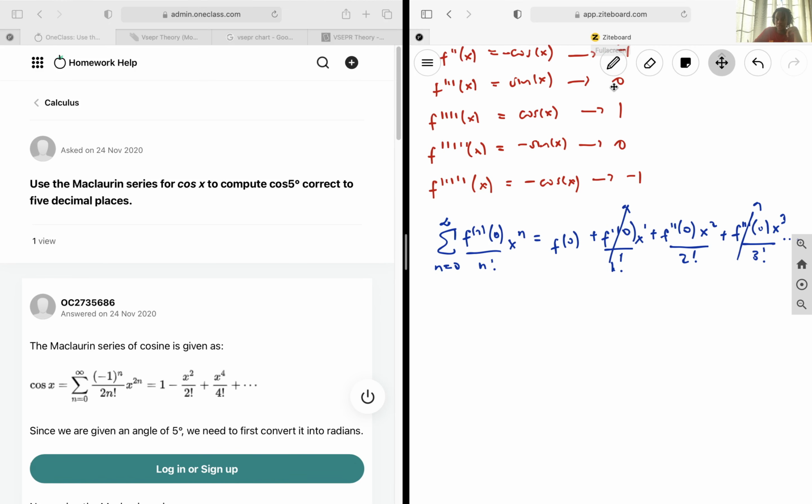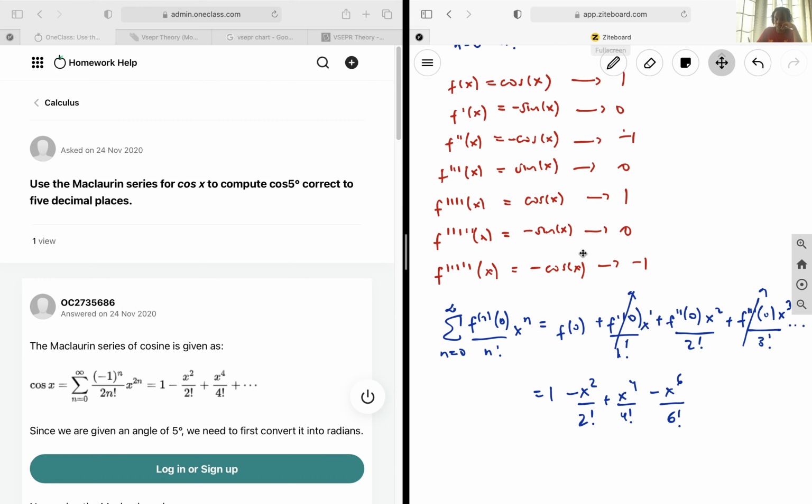And so in our scenario, we will get the summation of 1 minus x squared over 2 factorial plus x to the power of 4 over 4 factorial minus x to the power of 6 over 6 factorial. So now the reason why it's going positive, negative, is because of the coefficient caused by the cos term. So it's 1, negative 1, 1, negative 1. So that's simply expressed here.